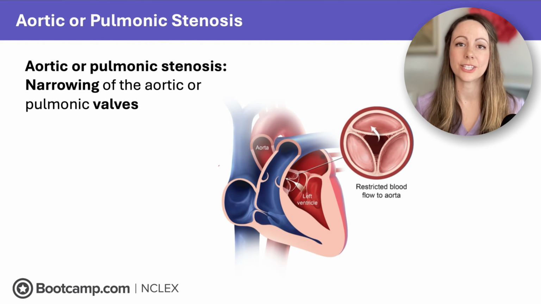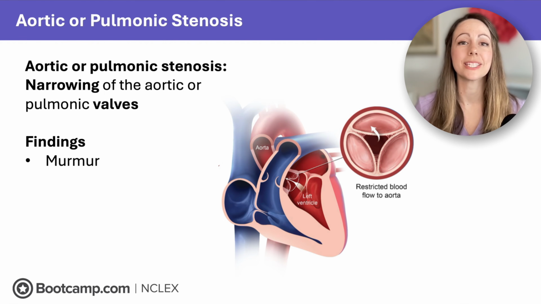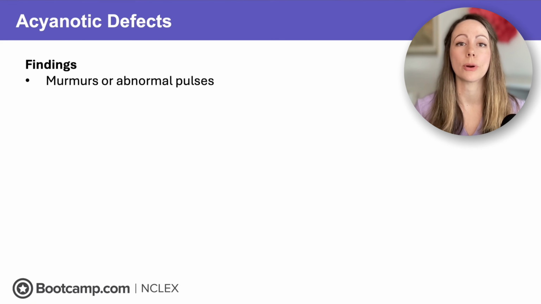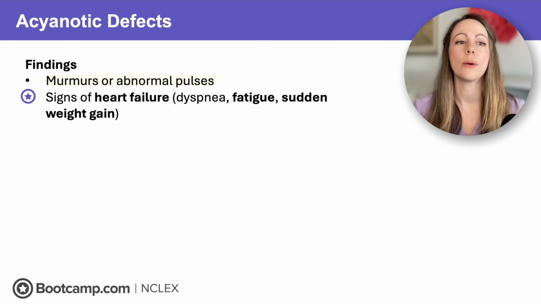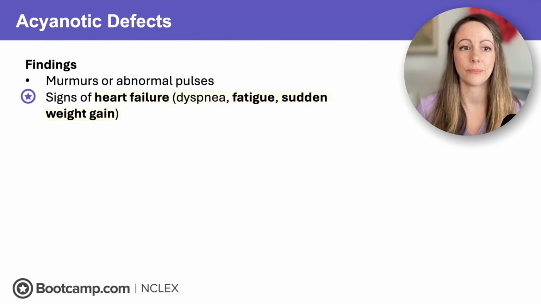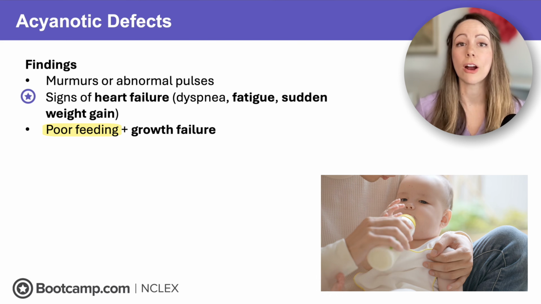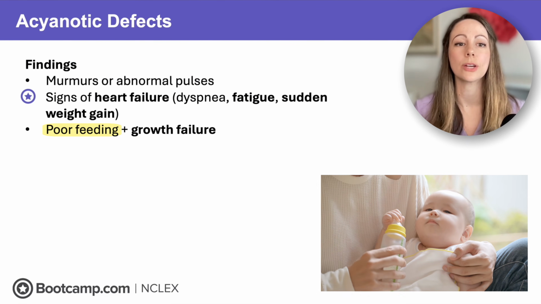For aortic and pulmonic stenosis, there is narrowing or stiffening of the aortic and pulmonic valves, and that causes decreased cardiac output. So for findings, we see a heart murmur because blood is flowing through that narrowed valve. So what do these acyanotic clients look like? For findings, because of these abnormal openings or stenotic valves, we see murmurs and abnormal pulses. We also see signs of heart failure, like dyspnea, fatigue, and sudden weight gain, just like we would in adults with heart failure. Then we also see signs of poor feeding because remember, they have dyspnea and fatigue, so they are not good at eating, and they have weight loss and growth failure.